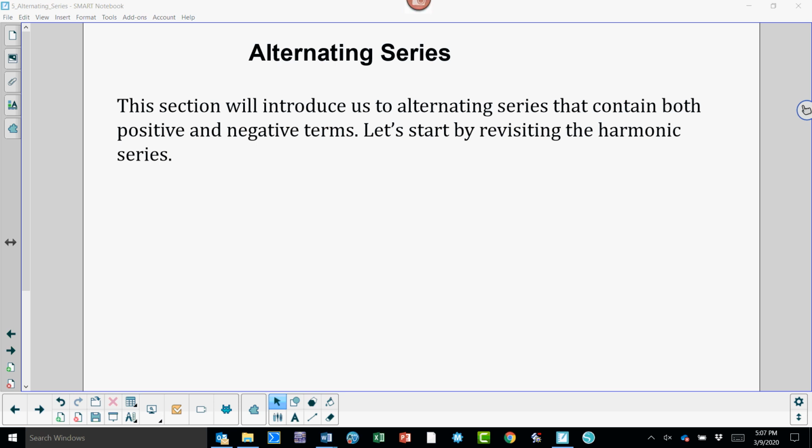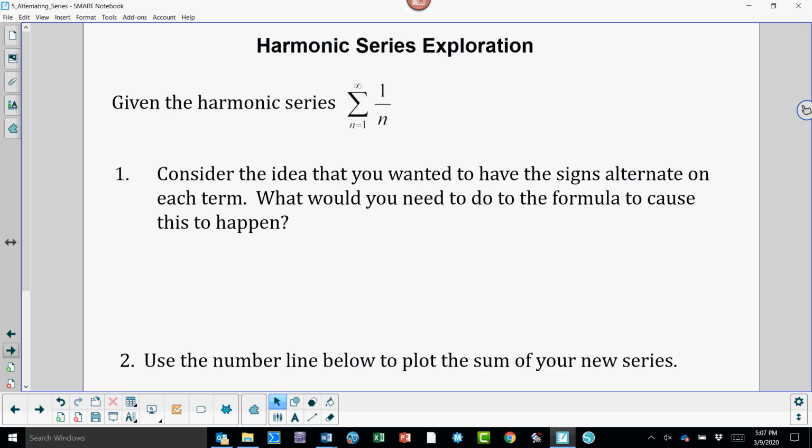So here we're going to talk about alternating series. A lot of our tests have required that the terms are positive and things like that. And so this one will definitely be not that. This is going to be alternating, so they're going to be positive, negative, positive, negative. Okay. So the harmonic series.